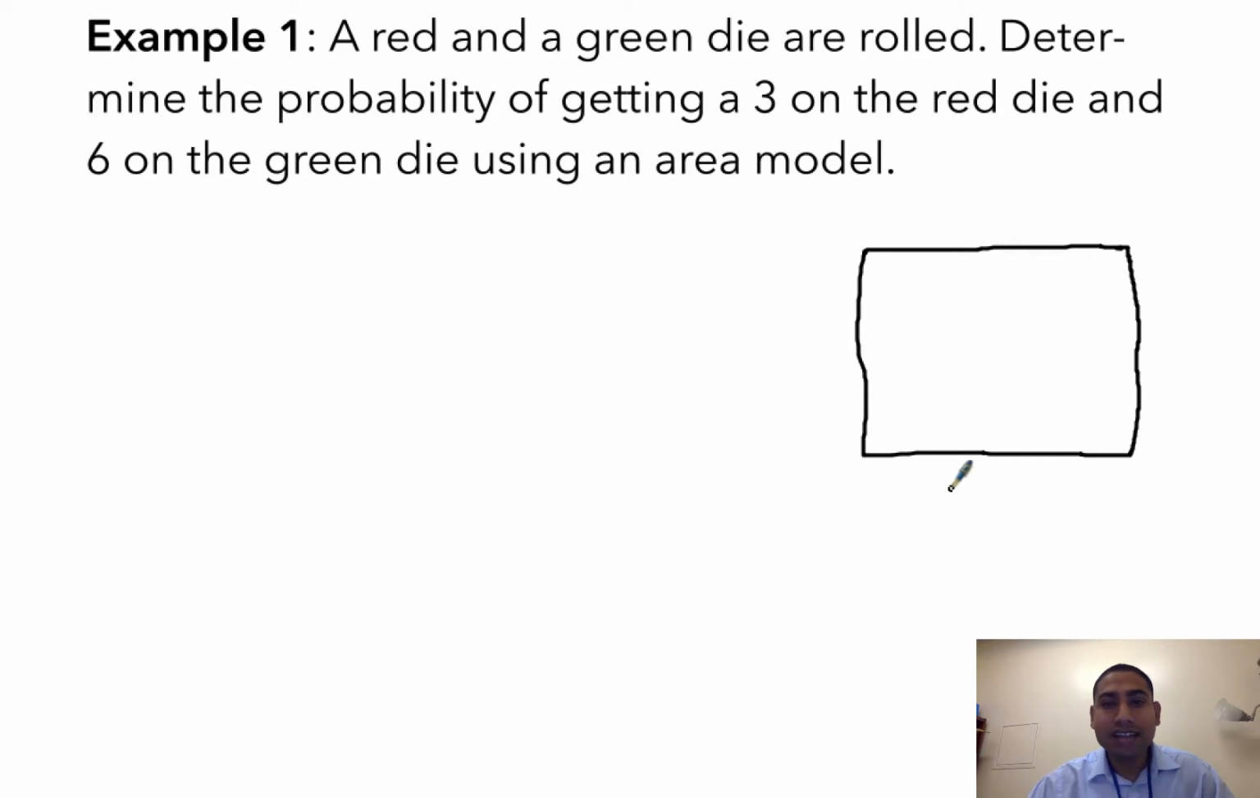All right, I'm going to pick a side for the red die. So let me say this side is for the red die. And then I'm going to pick the other side for the green die. Now, once I choose the sides, I'm going to divide each side based on the number of outcomes. For the red die, there are 6 possible outcomes. So I'm going to divide this side into 6 parts, and then I'm just going to draw these lines here.